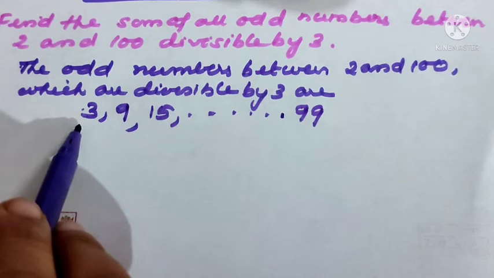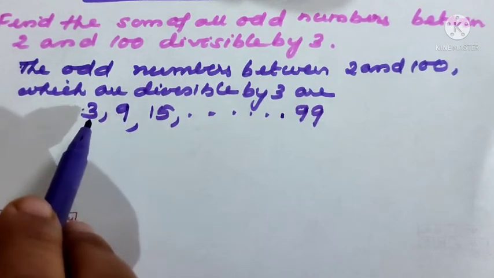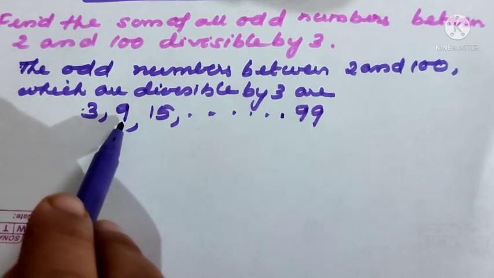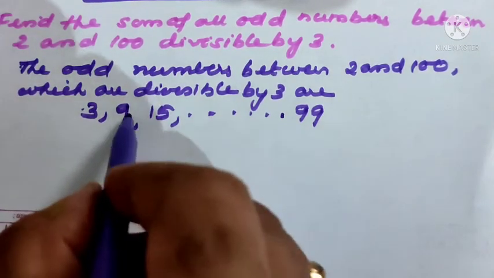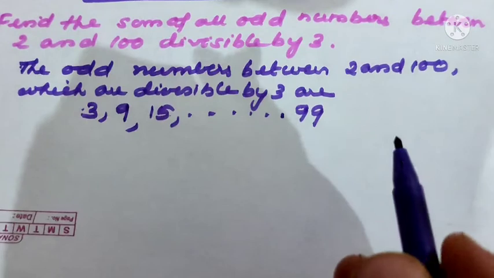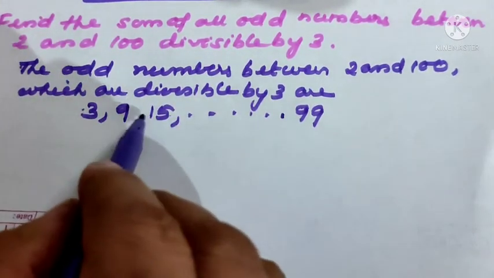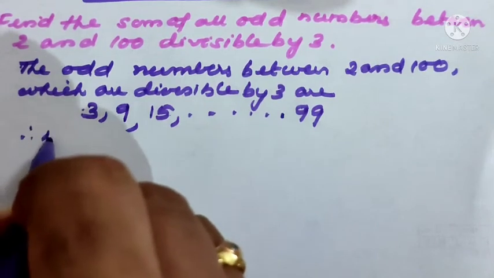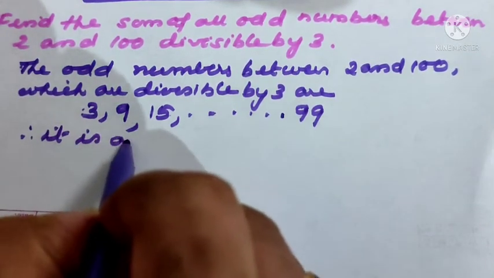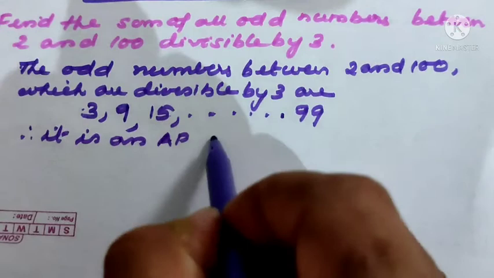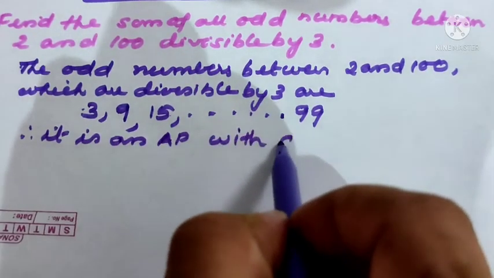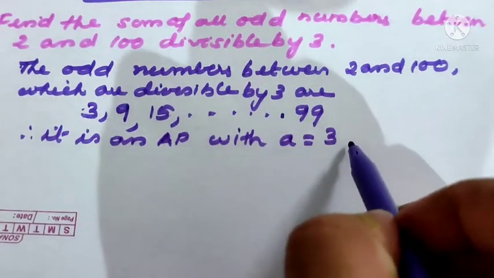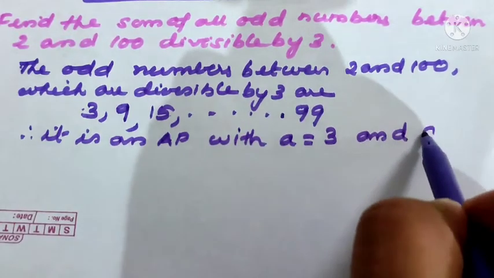So the first term is 3 and the second term is 9. What is the common difference? Common difference equal to 6. Again 9 and 15, the common difference is equal to 6 only, 15 minus 9. So clearly it is an AP with a equal to 3 and d equal to 6.